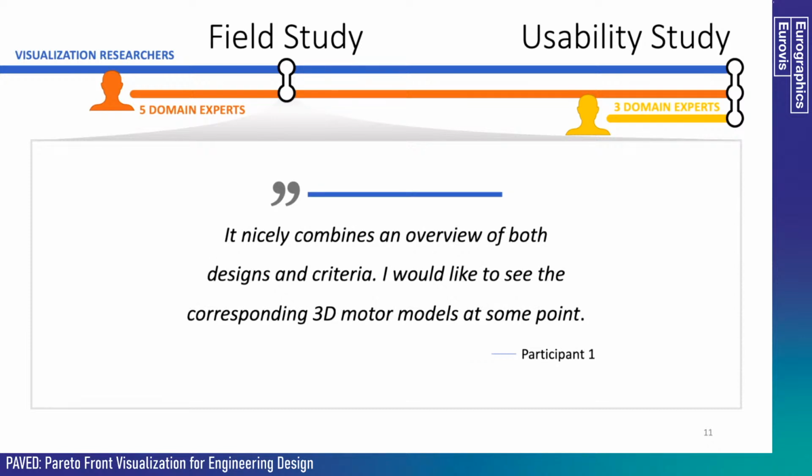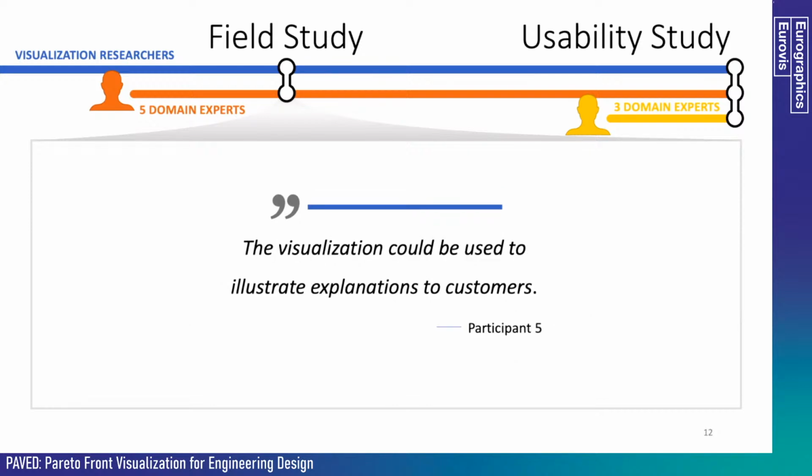However, most optimization scenarios come with more than 2 criteria, and for those cases, the domain experts particularly appreciated that they could view all available design options while simultaneously observing all criteria. One of them also wished for an opportunity to investigate the 3D models of the underlying mortar designs, because the geometry of a motor might have implications on the manufacturing process or the installation at the customer's site.